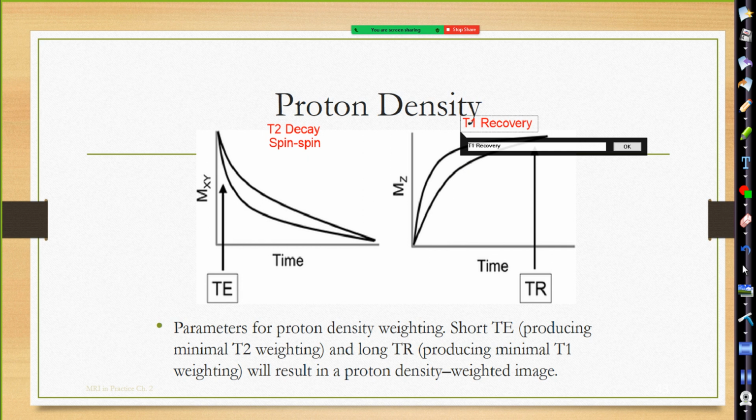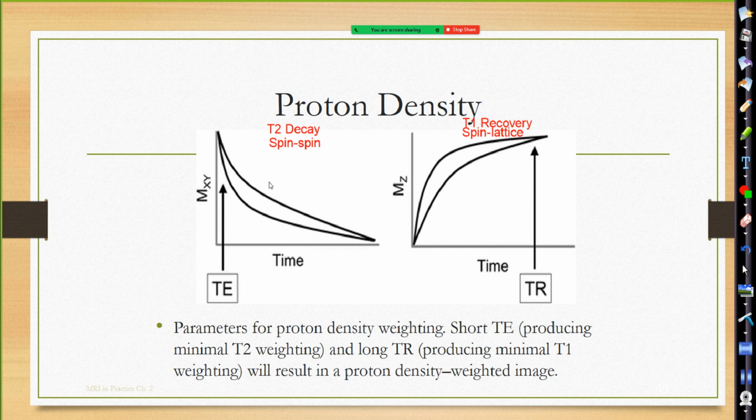Because our curves are going back up. What's the other name for it? Spin-lattice. Even though the tissues haven't had time to separate at this point, we don't want to select a very short TR because we'll get zero signal from any tissue. So it would be kind of a pointless thing. We actually allow these two tissues to fully recover, and that will diminish our T1 contrast on our image.